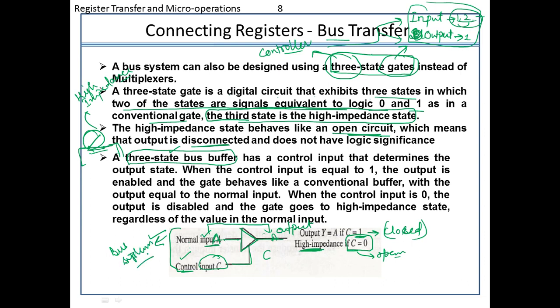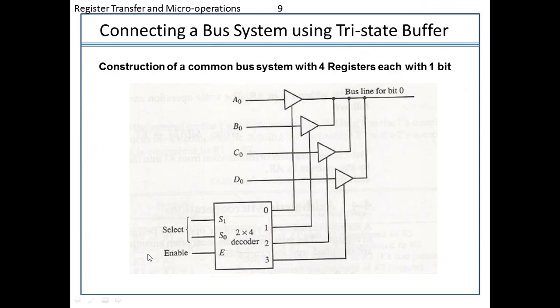So let's understand that. Here I have considered one example, where I have four resistors present: resistor A, resistor B, resistor C, and resistor D. Let's suppose these are the four resistors available, and each resistor consists of one bit only.